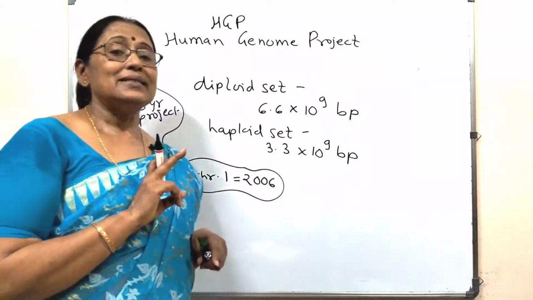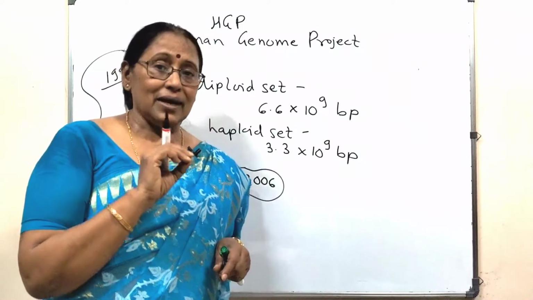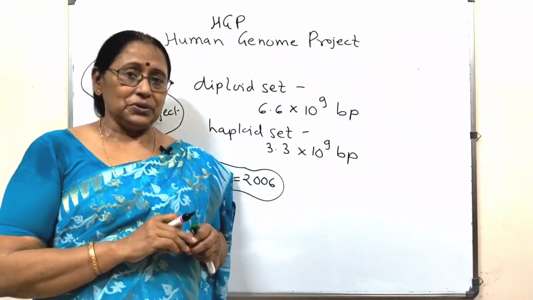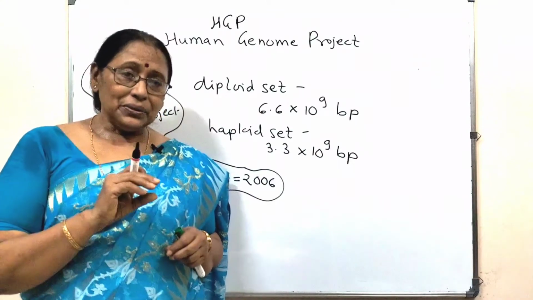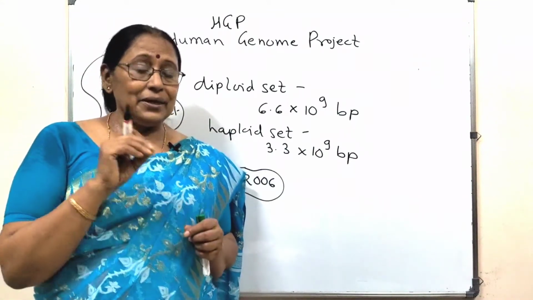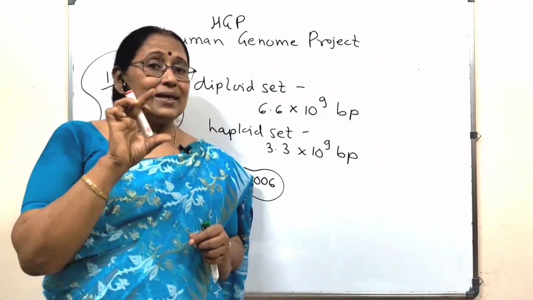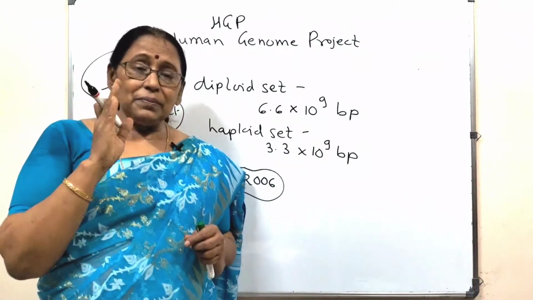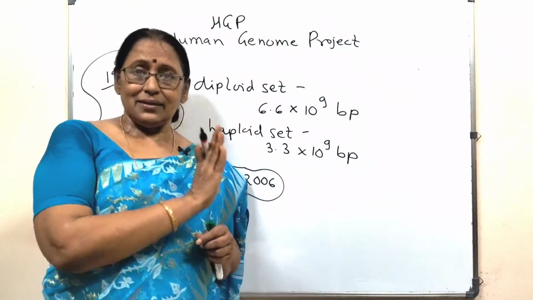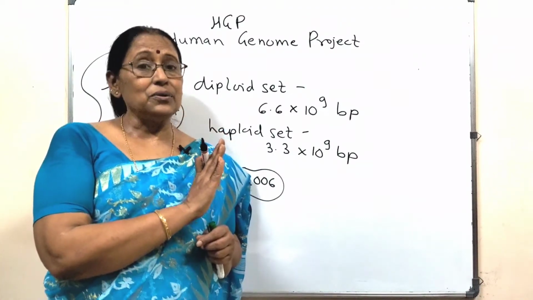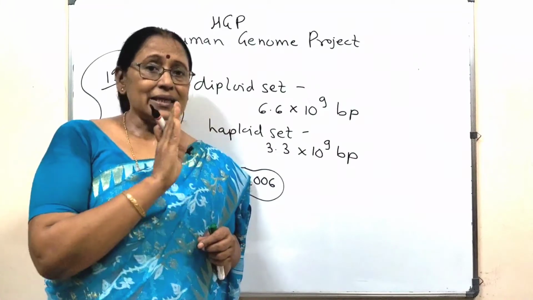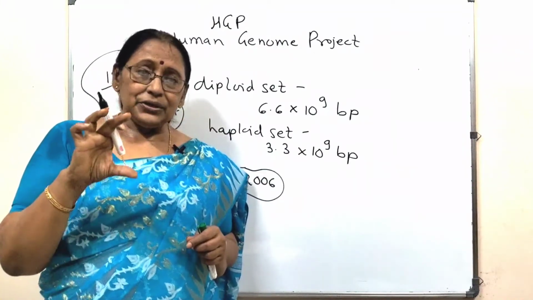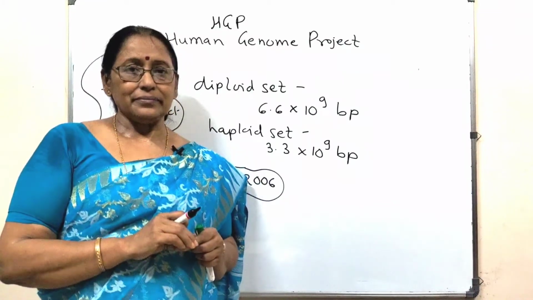You should know, students, that chromosome number 1 is the longest chromosome of all these 23 chromosomes. While doing the karyotyping, the chromosomes are arranged according to their length. So chromosome number 1, which is the longest, is the first one. That's why it is called chromosome number 1. Then the second one is a little bit shorter than it, the third one again a bit shorter, and so on.